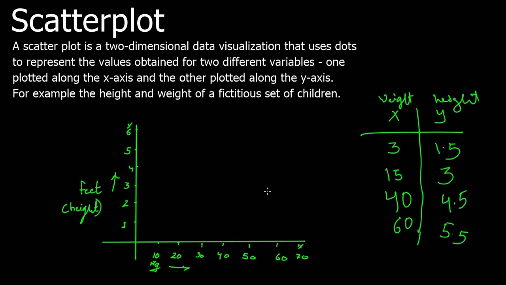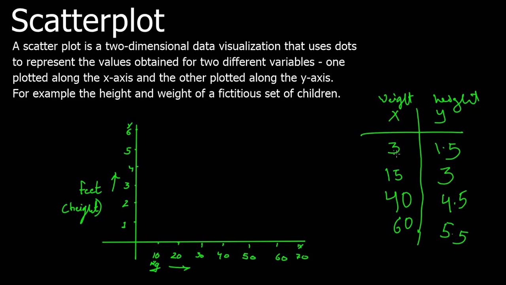Welcome back. In this video we will talk about scatter plots. So what is a scatter plot? A scatter plot is a two-dimensional data visualization technique that uses dots to represent the values obtained from two different variables. So one feature will be your x coordinate and another feature will be your y coordinate.